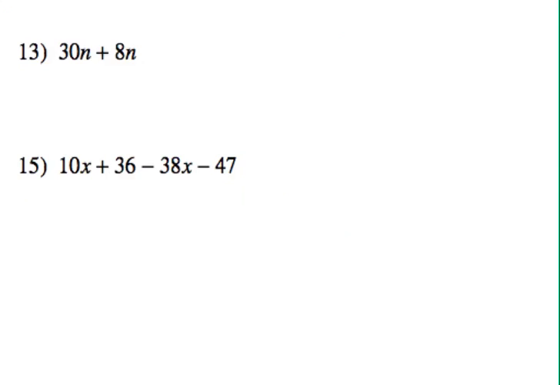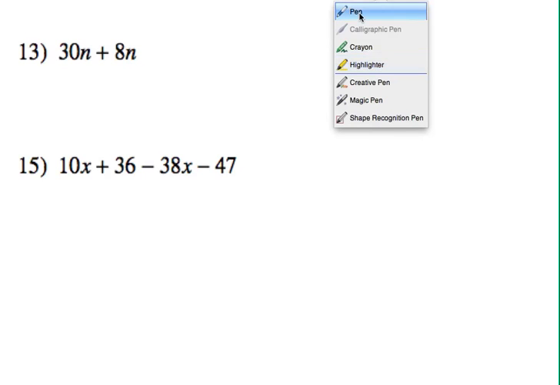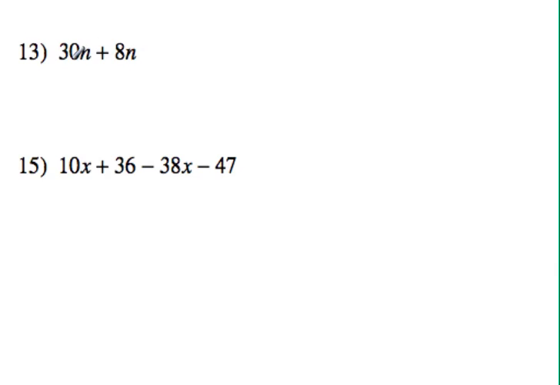Okay, the next thing is to simplify an expression. We have 30 n's and 8 n's. Since they both have n in common, we can combine them. So here we have 30 n's plus 8 n's is 38 n's. Remember, we can only add n's with n's and 1's with 1's and x's with x's and t's with t's. We cannot add t's with x's.